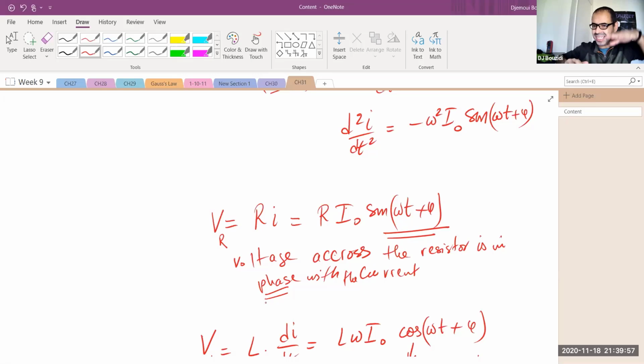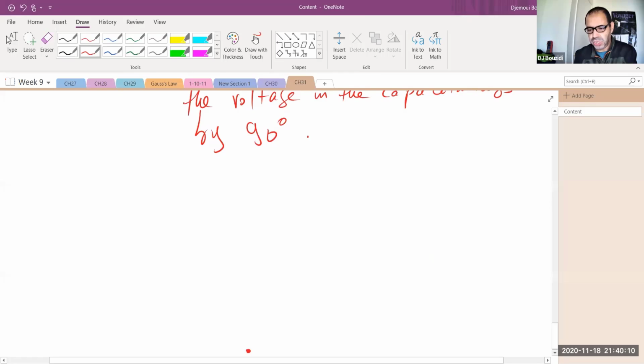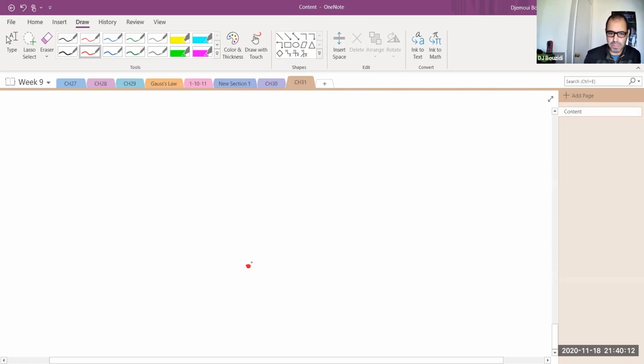Now the inductor is actually leading the current by 90 degrees. The capacitor is actually lagging by 90 degrees. So having said that, the phasors method says the following. Draw a vector on the x-axis whose amplitude is just R I naught. Okay? Period. End of story. On the y-axis, leading, draw omega times L times I naught.